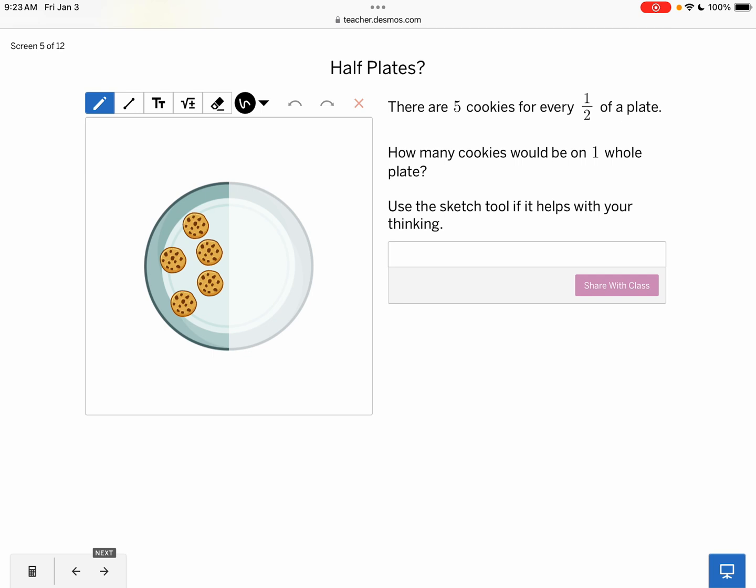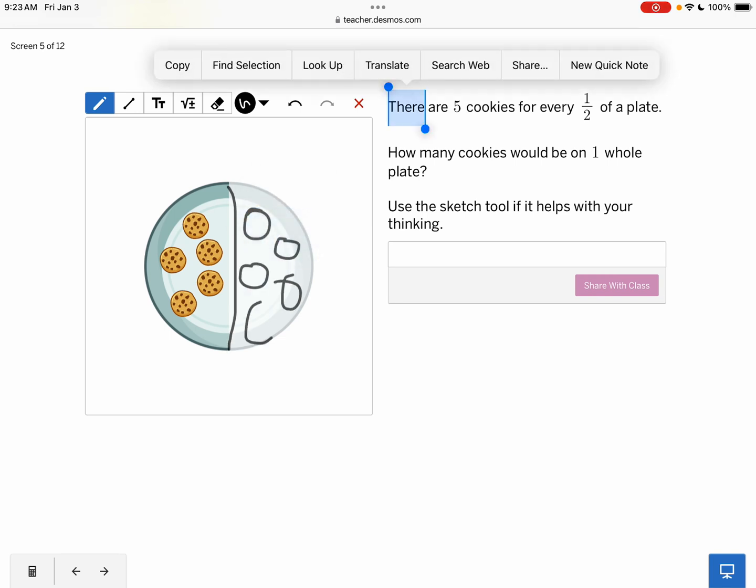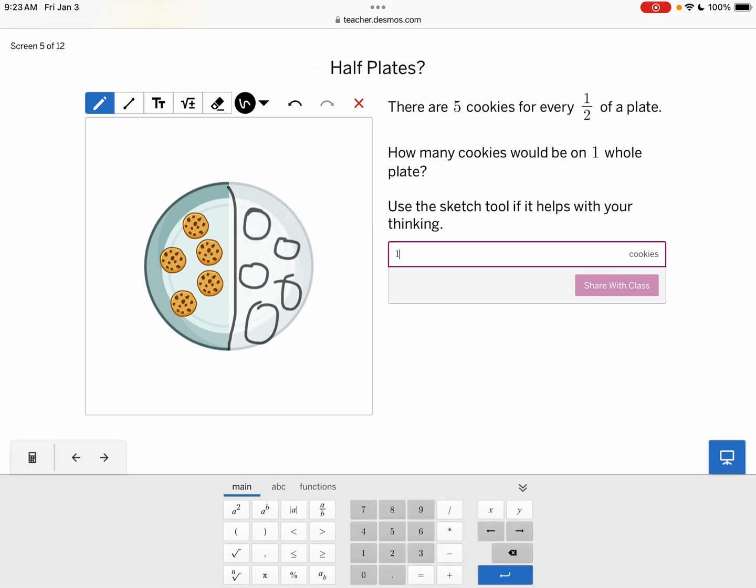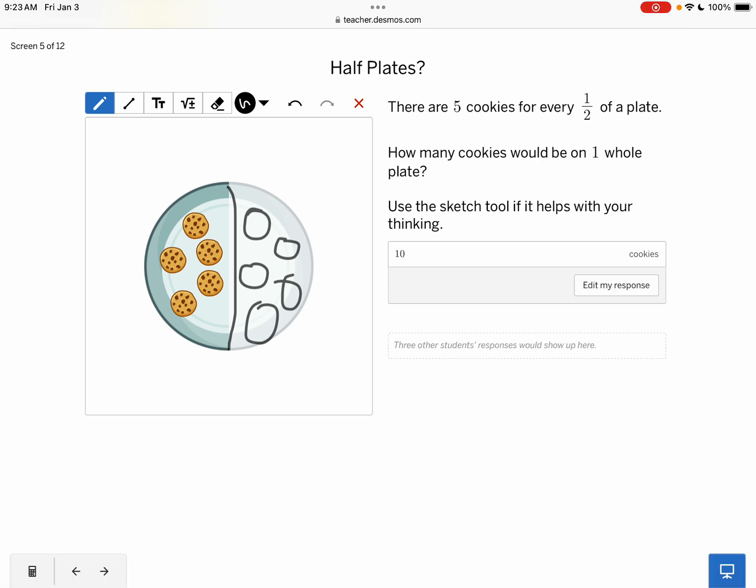There are 5 cookies for every half of a plate. How many cookies would be on 1 whole plate? Well, if there are 5 on half, that means there's going to be 5 on this other half, so that would give me 10 total cookies.